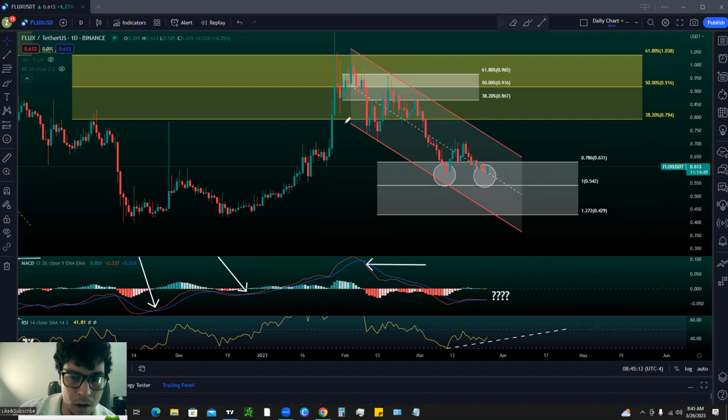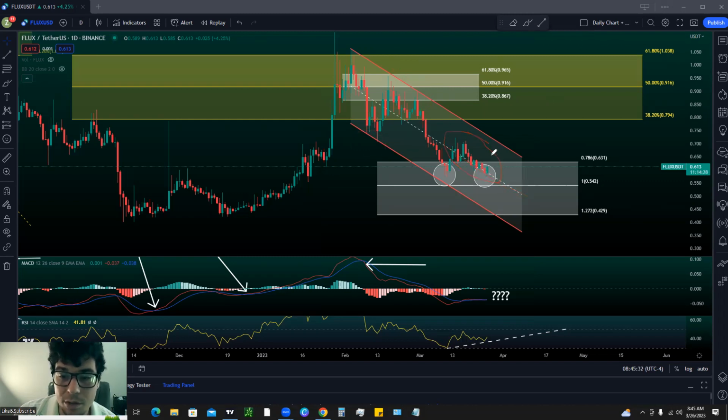And currently you can see we're trading in this bearish channel right here. So we're basically bouncing off the trend lines on the bottom, bouncing off the trend lines on the top. And currently, there's this white dotted line that's right in the middle of this bearish channel. And you can see it's kind of been acting as a support level here over the past week.